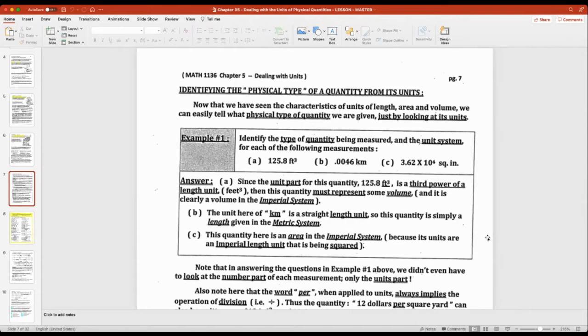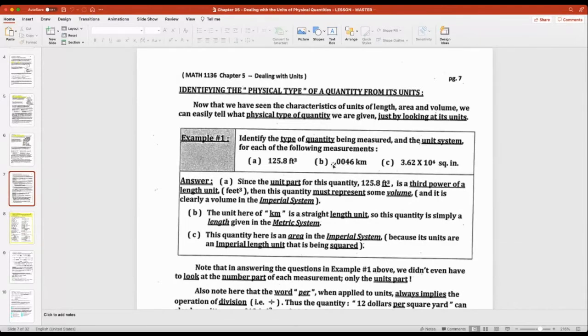So there's a lot of different questions you could be asked here. Like, take a look here. Identify the type of unit quantity and the unit system for each of the following measurements. So you see here we have some cubic feet, we have kilometers, we have square inches.